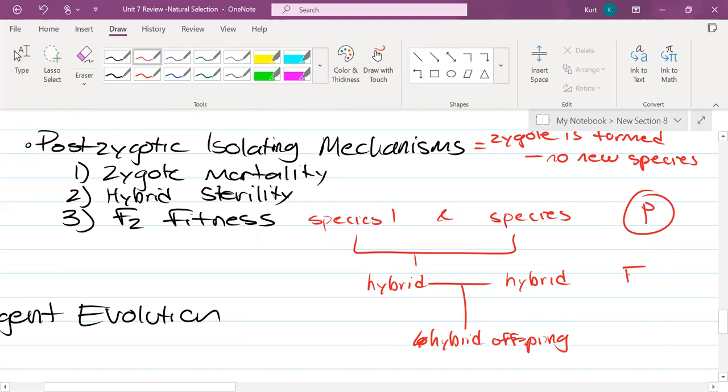This is F1 generation, this is F2. This guy is sterile. The F2 generation is not gonna be able to reproduce.